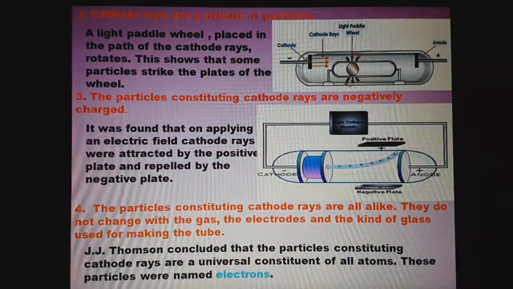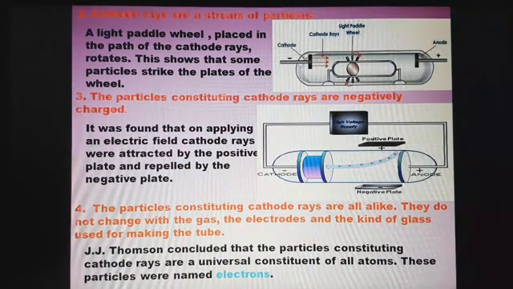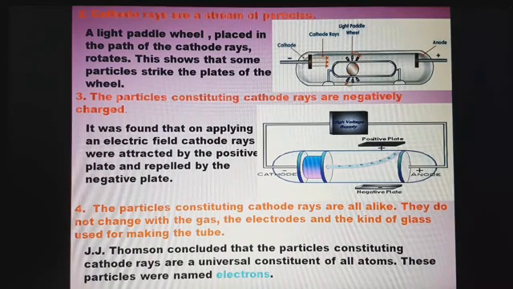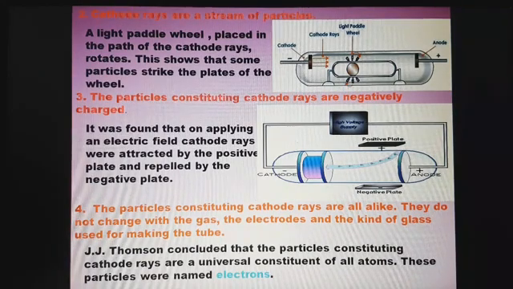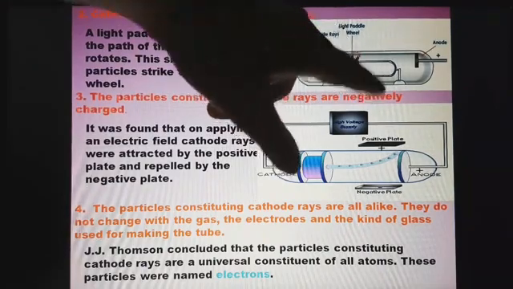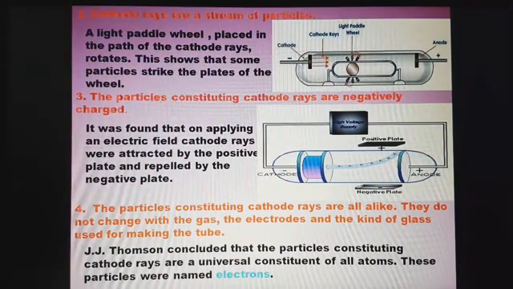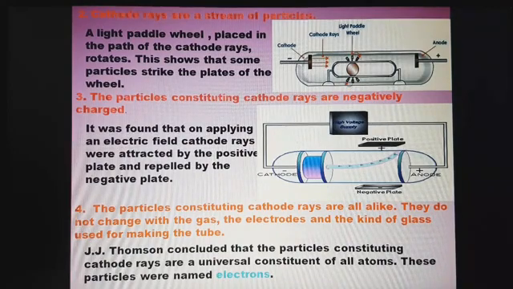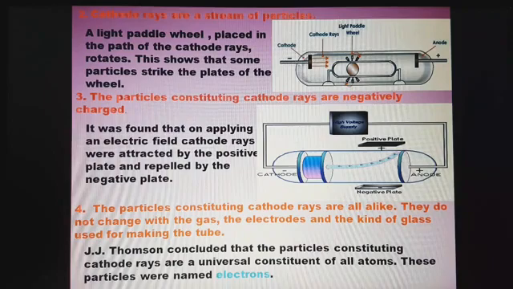Cathode rays are a stream of particles. So how was this proved? A light paddle wheel placed in the path of the cathode rays rotates. This shows that some particles strike the plates of the wheel. When the rays were passing, the wheel started to rotate. Why was it rotating? Because some particles would have struck it. So this proved that cathode rays are made of particles. By this experiment he came to the conclusion: cathode rays are a stream of particles.